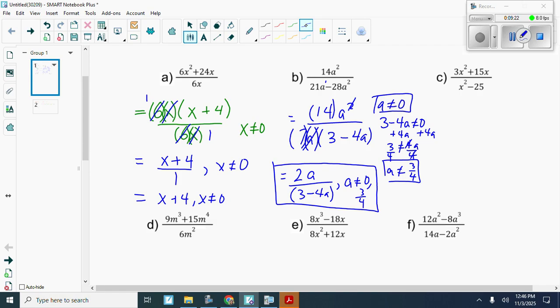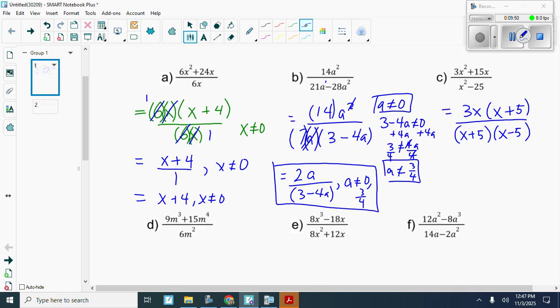We always check GCF first. What's the other factoring method that we use? What are we going to use on this x squared minus 25? Difference of squares, yeah. So we can take a 3 out of the top. We've got an x plus 5. Difference of squares, we have an x plus 5, x minus 5. What are our non-permissible values?